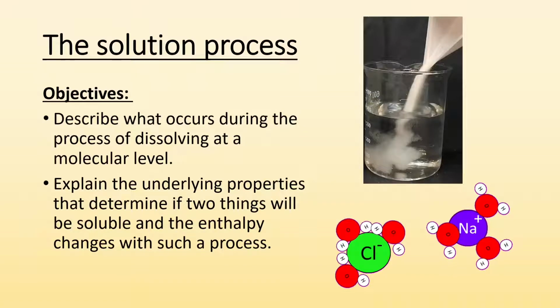Mr. Donahue here again. This time we're going to take a look at the solution process. So our objectives will be to describe what occurs during the process of dissolving at a molecular level and explain the underlying properties that determine if two things will be soluble and the enthalpy changes with such a process. So we're going to start with a new vocab term, entropy.